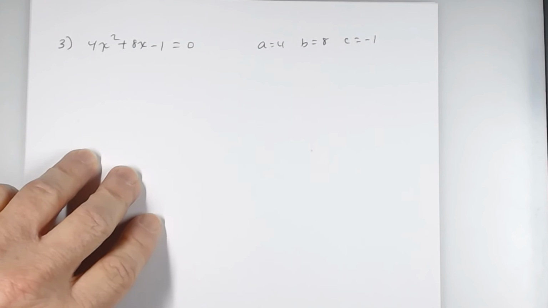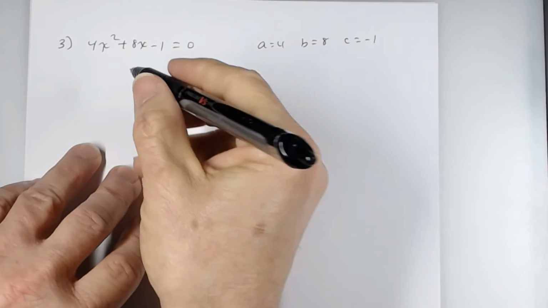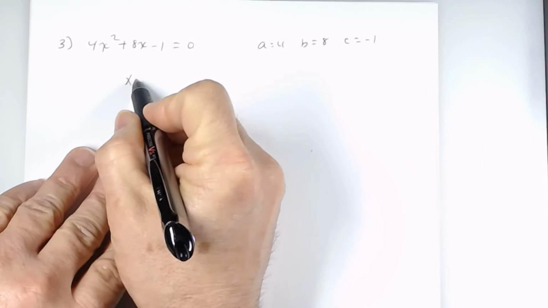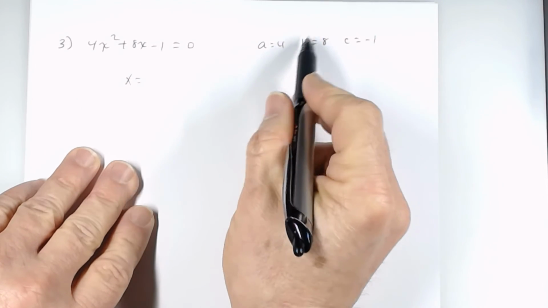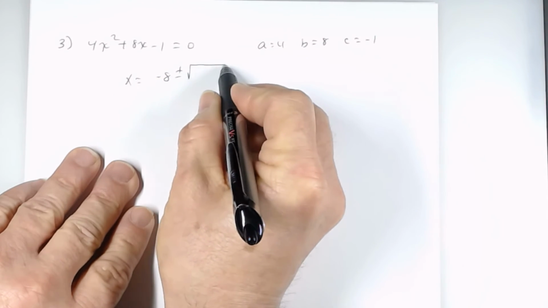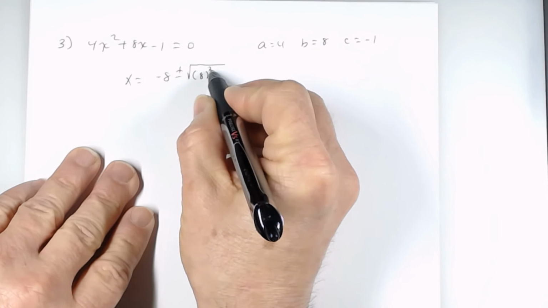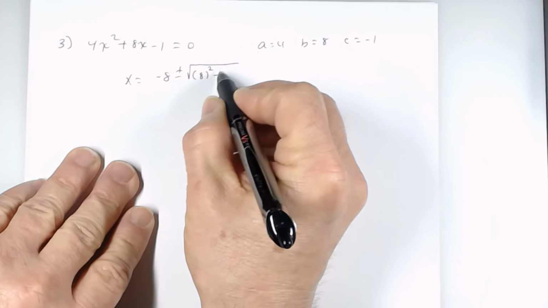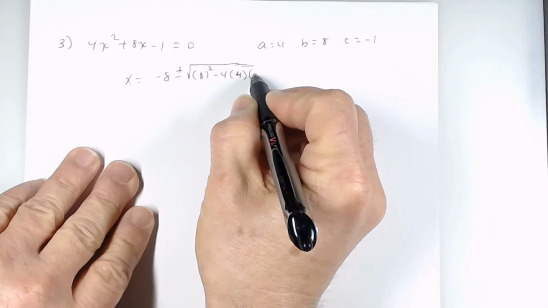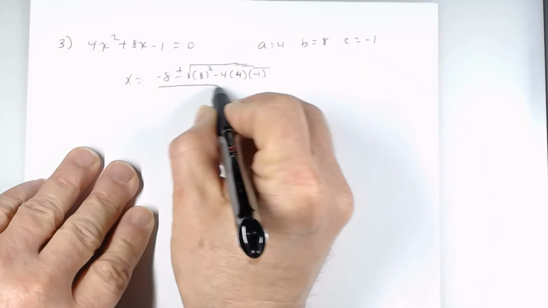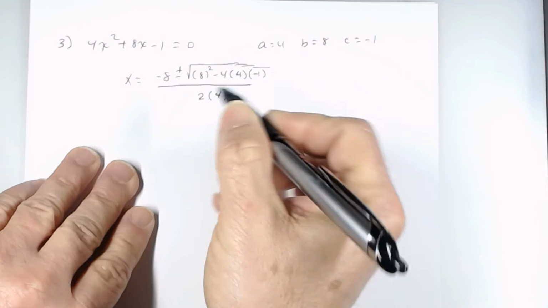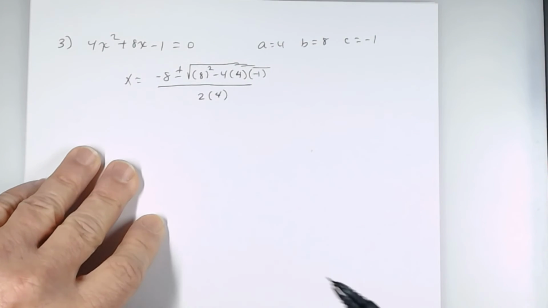And it's in descending order. All right, so we just plug into the formula, substitute those values into the formula. So x equals the opposite of b. So b is 8. What's the opposite of 8? -8 plus or minus the square root of 8 squared, right? Minus 4 times a. What's a? Times c. -1. All divided by 2 times a. What's a? 4. All right, so remember, that's something you have to show me.